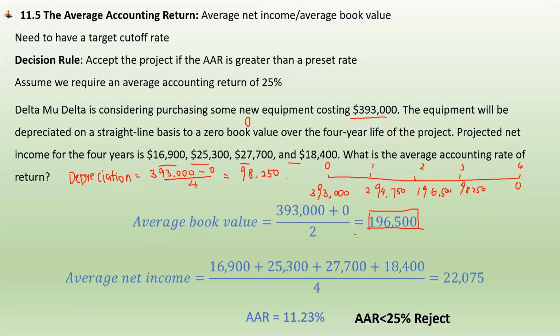So it is 393,000 plus 294,750 plus and so on, divided by 5. You will find that it equals 196,500. So this is just a shortcut of this calculation. If we use the modified accelerated cost recovery system, we cannot use this formula.